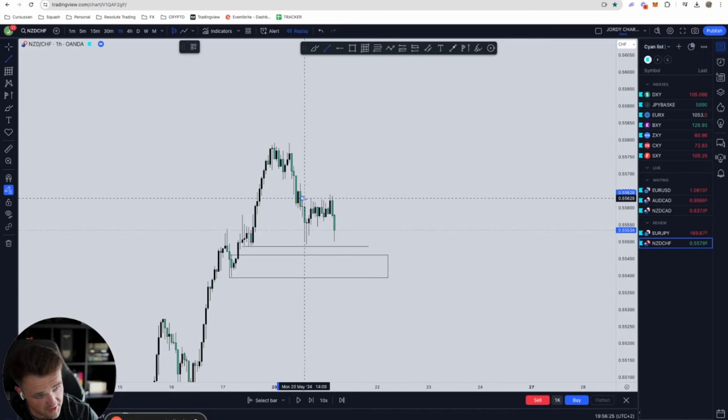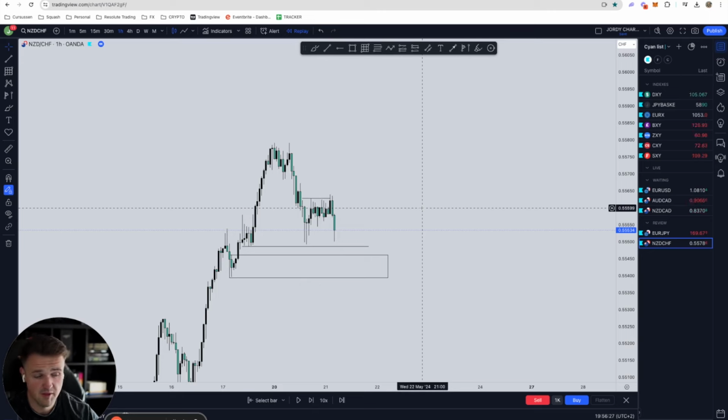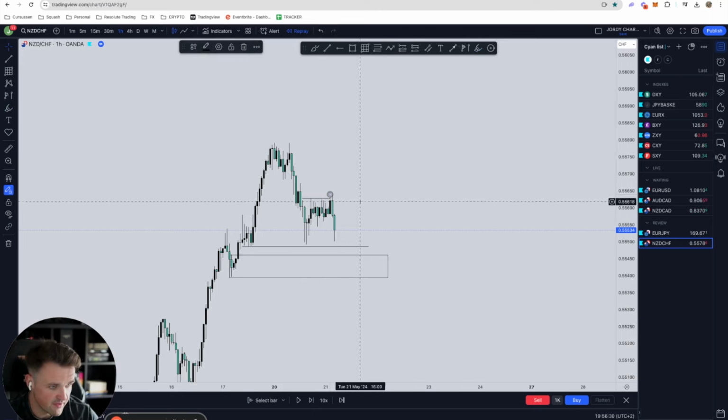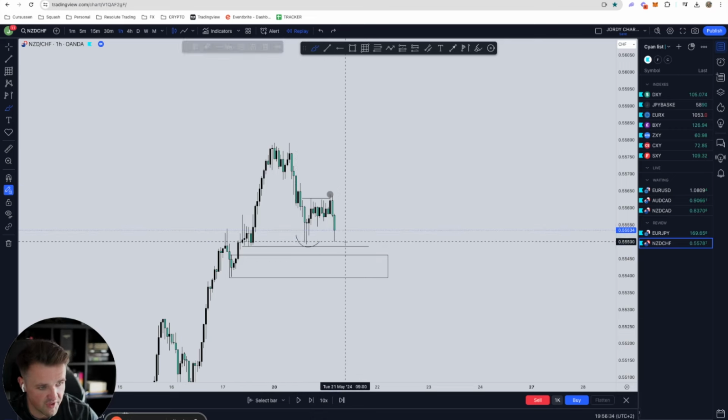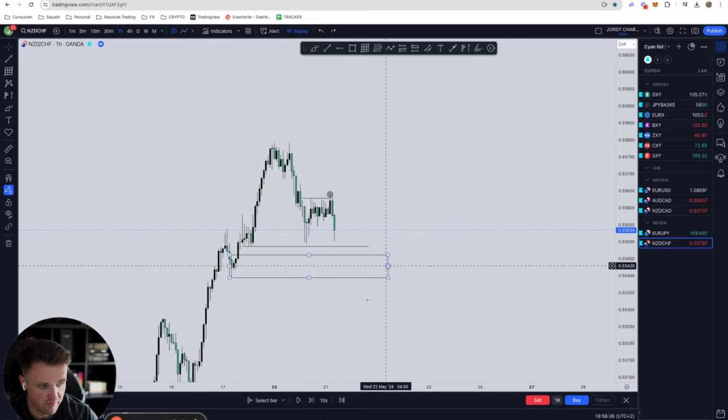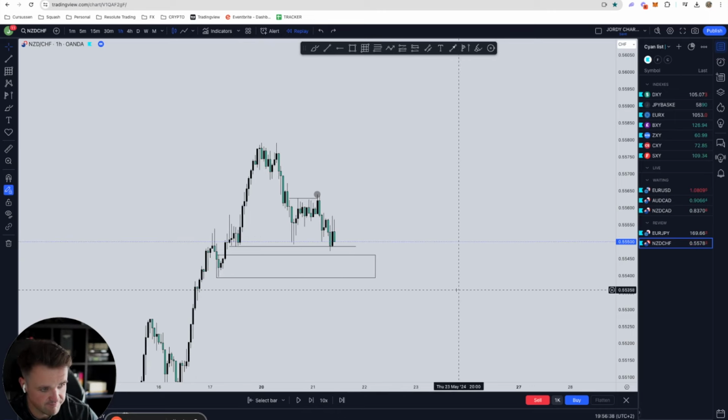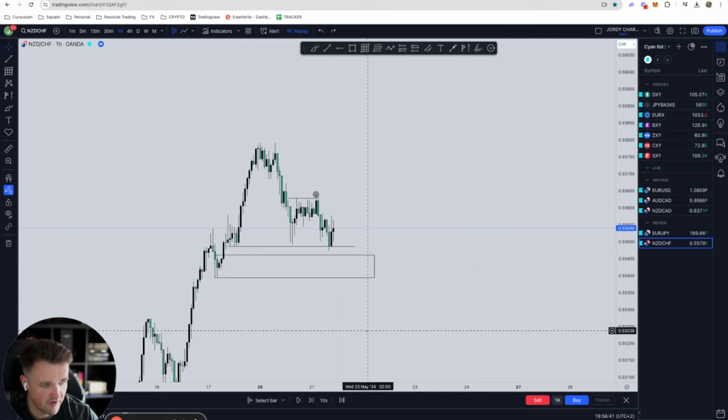So looking at this, if you learned something in my videos, you can tell that we have a sweep at the top right here. So we know we're still going to take out this low, potentially taking out this, and then we can look for an entry. I was waiting, and then this happened. So very interesting price action.